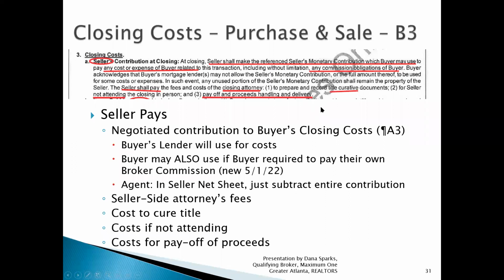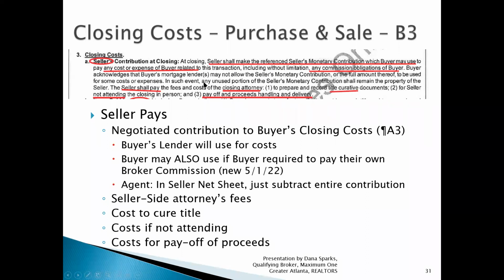Now, one of the things I just want to address when you get to the section where the buyer and seller negotiate if the seller is going to make any sort of financial contribution to the buyer's closing costs. In previous years, well, even here, it does say any unspent, that the lender can use the seller's monetary contribution for the buyer's costs related to closing the loan.